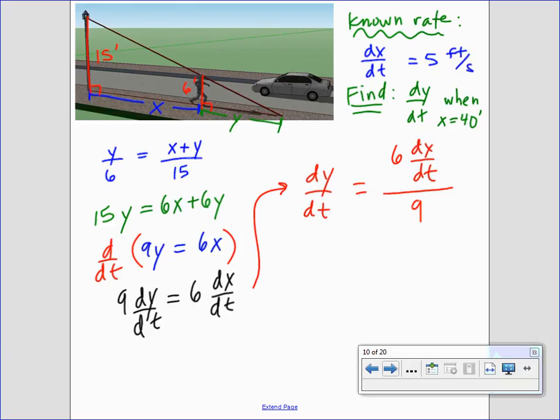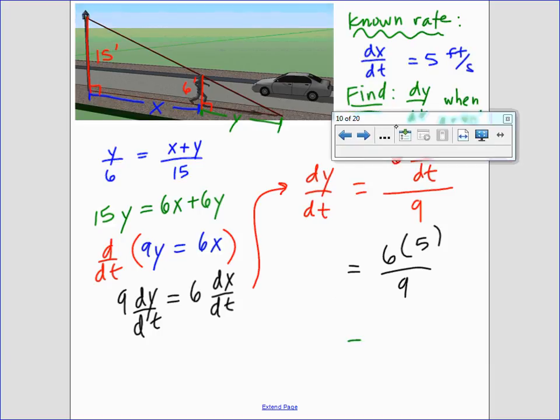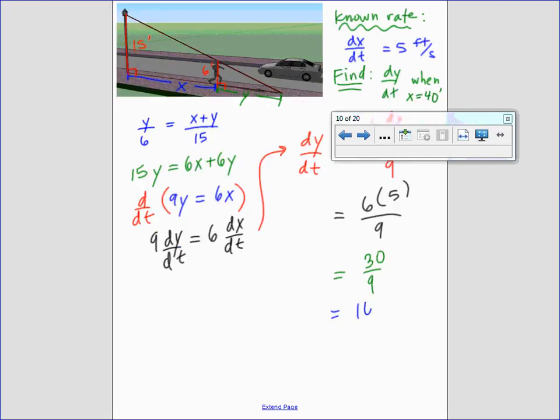What about the x equals 40? Is that not needed? Is that shadow line changing the same the whole time? Seems to me like we should be going faster when it's farther away, doesn't it? I'm going to call this a comebacker. 6 dx/dt is 5 feet per second over 9. So I get 30 ninths. Dividing out a 3 from top to bottom gives me 10/3.